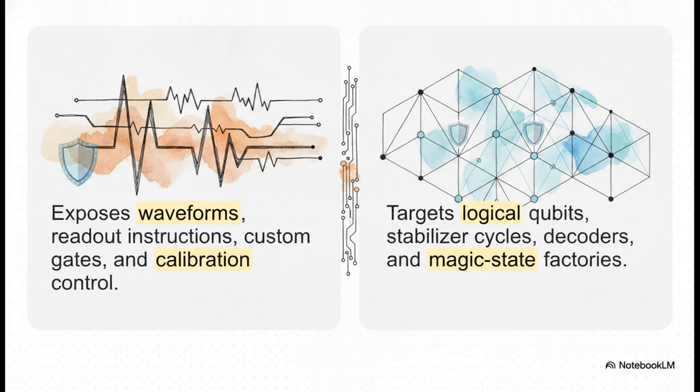On one hand, you have pulse-level programming. This strips away the circuit abstraction entirely. It exposes the raw microwave schedules, waveforms, readout instructions, and custom gates. It is incredibly sensitive to daily hardware calibration, and researchers use it to squeeze literally every ounce of performance out of a noisy chip. On the flip side, we have fault-tolerant logical programming. In the future, large-scale programs won't target bare physical qubits at all. They're going to target logical qubits protected by error-correcting codes. The programming focus shifts entirely to scheduling stabilizer cycles, managing decoders, running magic state distillation factories, and executing logical gates.